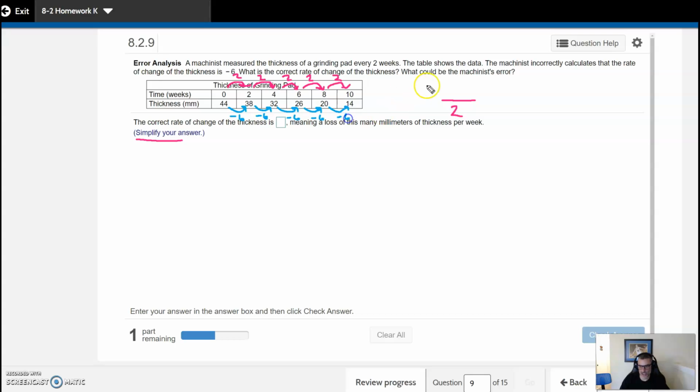And so that -6 goes on top, and then you need to simplify this, right? So our rate of change is -6 over 2. This means -6 millimeters, that's 2 m's, every 2 weeks. You would simplify it to, let's see, they're both divisible by 2, so that'd be -3 millimeters every 1 week. So they don't always go by 1s here, so be careful of that.